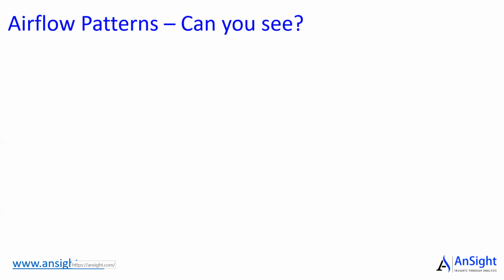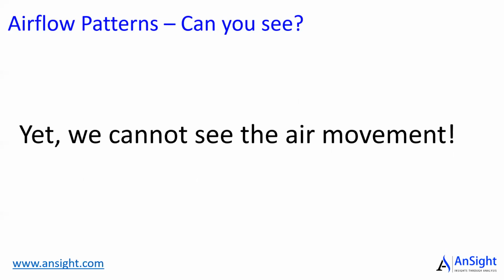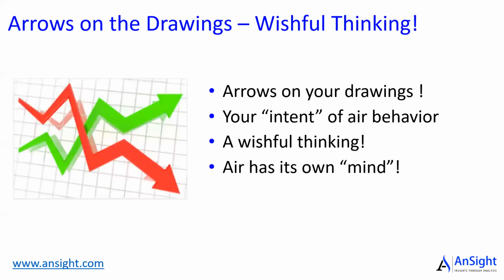And yet, we cannot see the air movement. All of you, look around. You cannot describe where the air is going around you in your room. You probably can point out a diffuser, where the air is coming in, and you may know where the air is going out. That's it. You don't know anything in between. And that's the power of science that helps us to visualize the air movement.